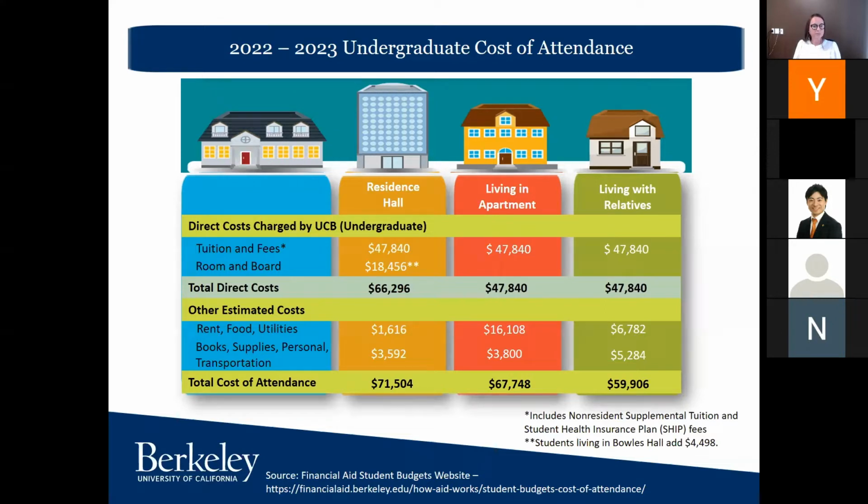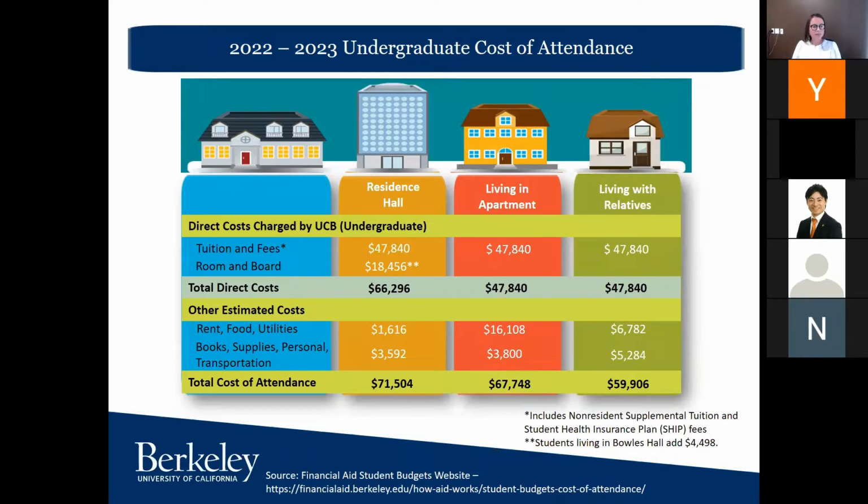Room and board, if you're living on campus, would be $18,456. Some of the other estimated costs will vary a little bit based on the living situation you find yourself in. For rent, food, and utilities, it will typically be a little more expensive to live on campus, but we'll go into some of the details about that. We estimate living in an apartment will be about $16,108, or living with relatives about $6,782 for rent, food, and utilities. Utilities being things like water, electricity, trash services.